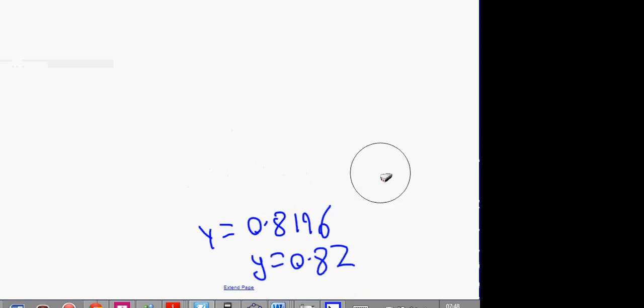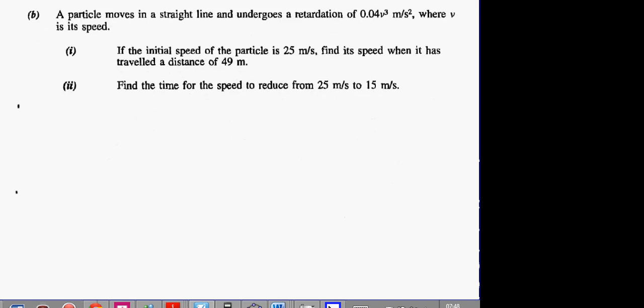Now, part B. A particle moves in a straight line and undergoes a retardation or deceleration of 0.04 v cubed meters per second squared, where v is its speed. Okay? If the initial speed of the particle is 25 meters per second, find its speed when it has traveled a distance of 49 meters.